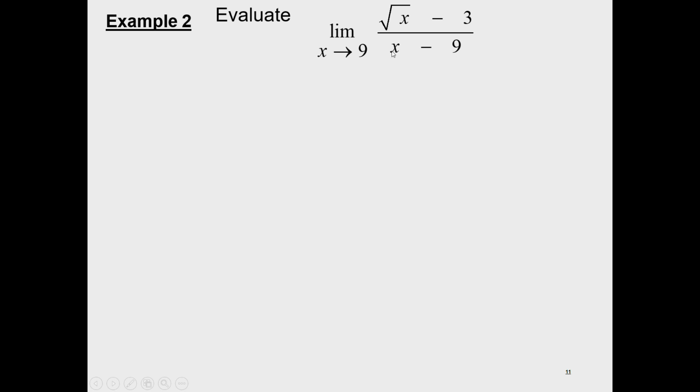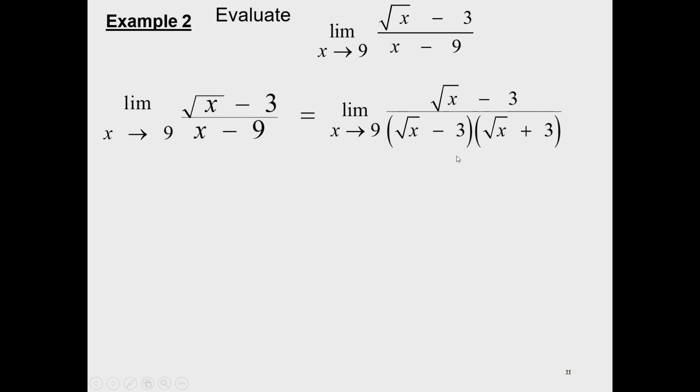If you put a 9 here, it will be 9 minus 9, and again you'll have a 0. So numerator you have a 0, denominator you have a 0 again. So you have a 0/0 case. This means you need to factorize this. So if I factorize the top part, this is what I'll get.